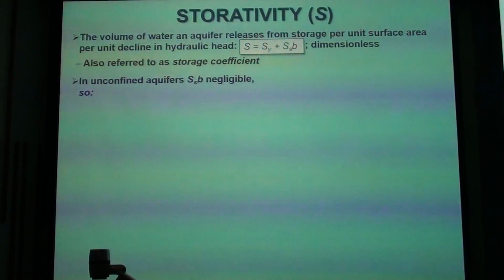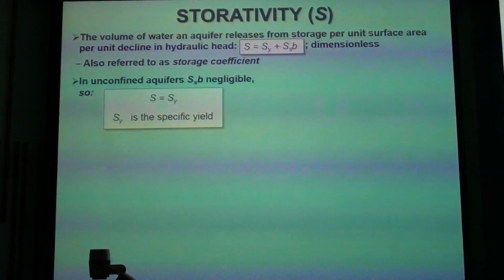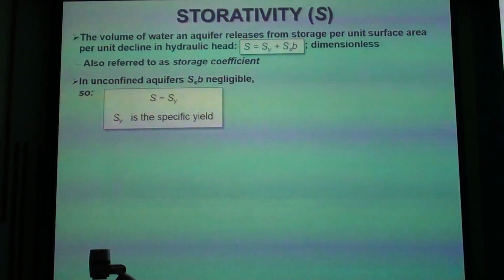You're not getting very much of that, or its contribution is very small to the overall yield of the aquifer itself. Okay, and so in an unconfined aquifer, basically what you had before, the storativity is equal to your specific yield, that amount that you can drain out under gravity. Okay, so that makes it nice and easy.